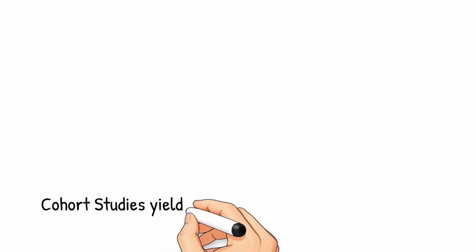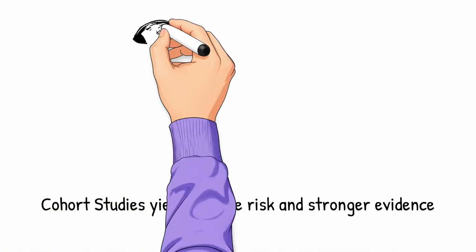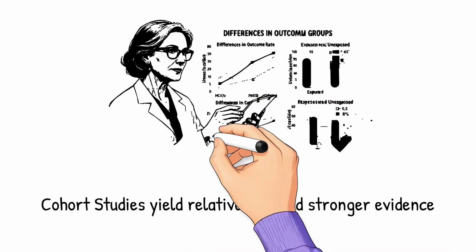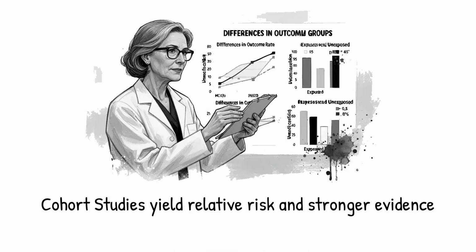What you obtain: relative risk. How much more likely is the outcome in the exposed group? Incidence data, long-term outcome data. A stronger argument for causation than cross-sectional or case-control designs, because you know what came first.